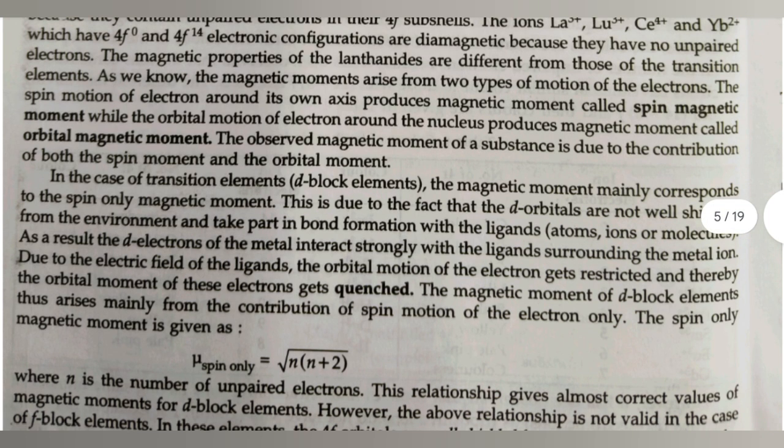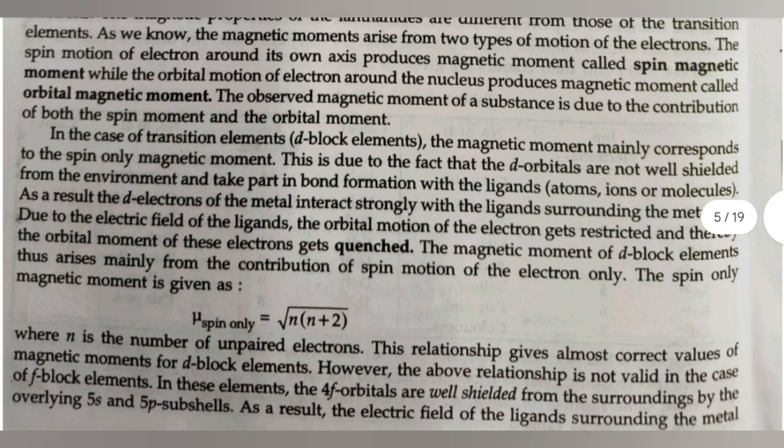The magnetic properties of lanthanide ions are different from those of the transition elements. As we know, the magnetic moment arises from two types of motion of the electron. The spin motion of the electron around its own axis produces a magnetic moment called spin magnetic moment, while the orbital motion of the electron around the nucleus produces a magnetic moment called orbital magnetic moment.